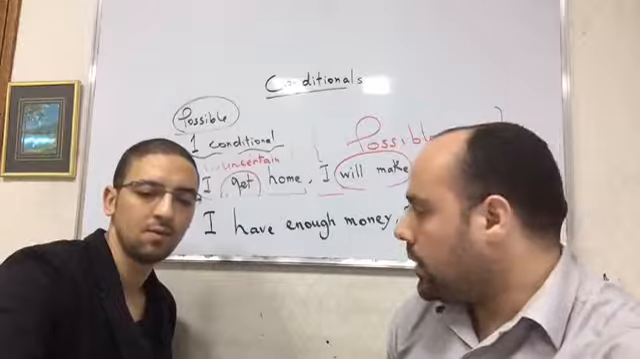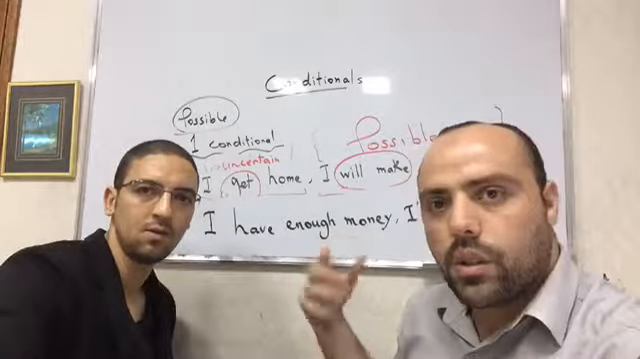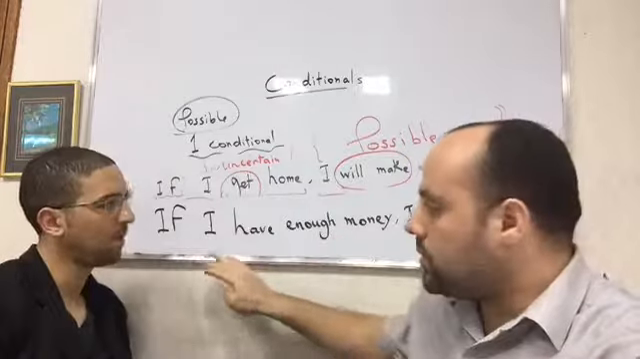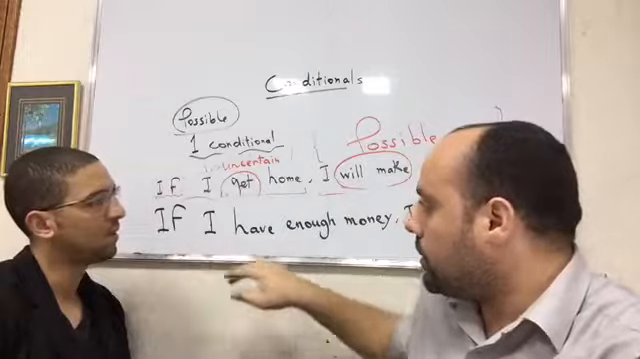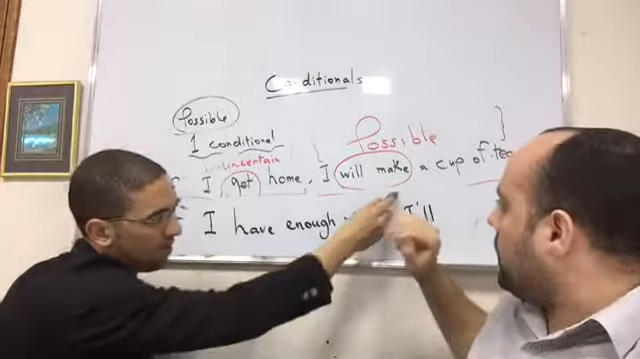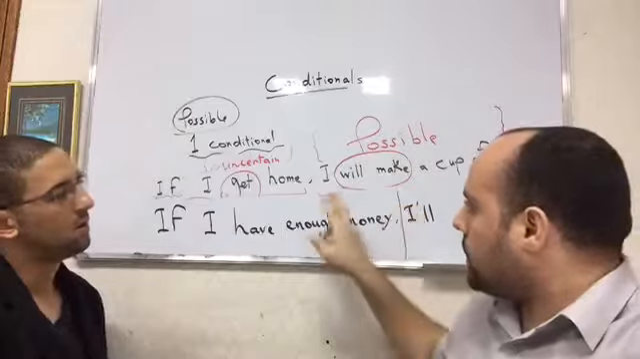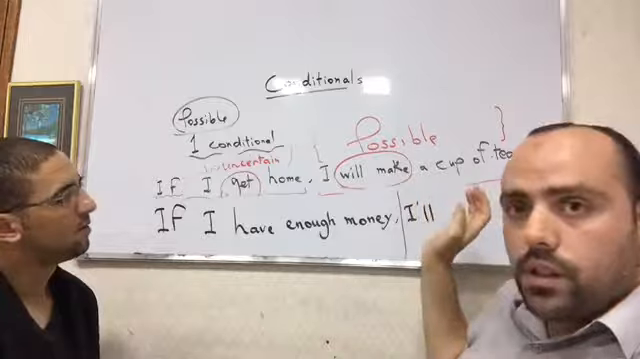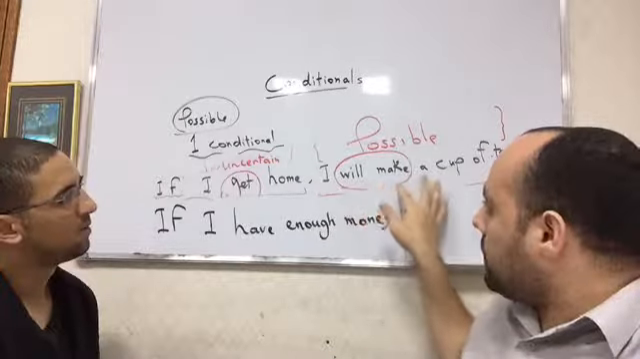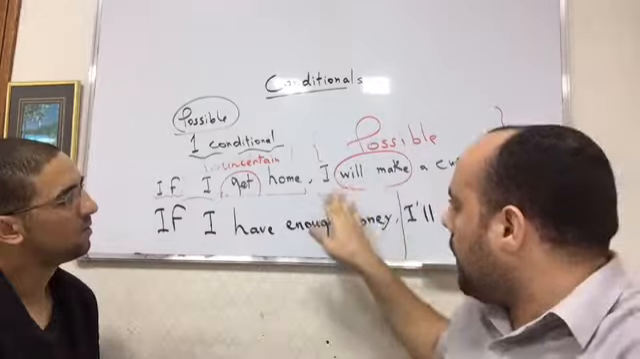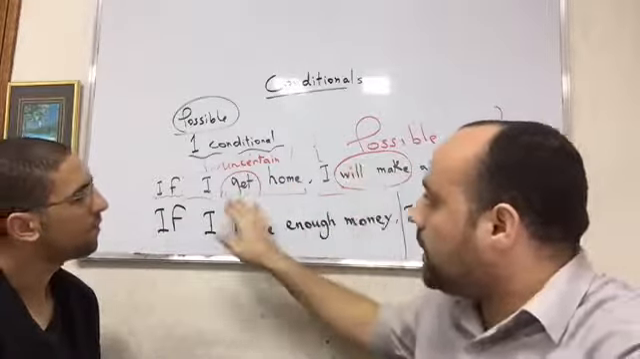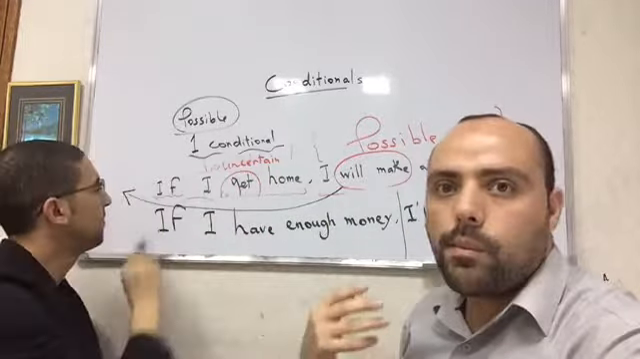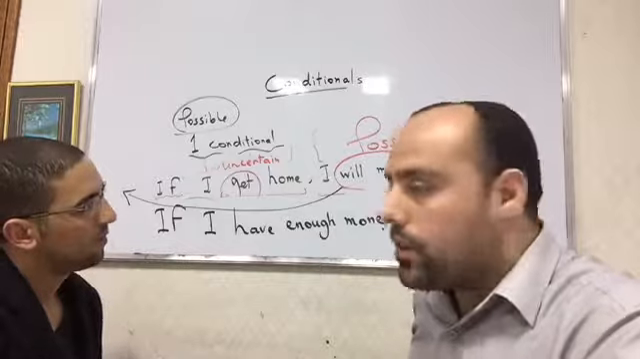And by the way, you can use if in the middle. The meaning does not change at all. You can start with the result clause. For example, if I get home, I will make a cup of tea. So you can start with the result first. You can say, I will make a cup of tea if I get home. The meaning does not change. Both forms are completely right, so you can use both.